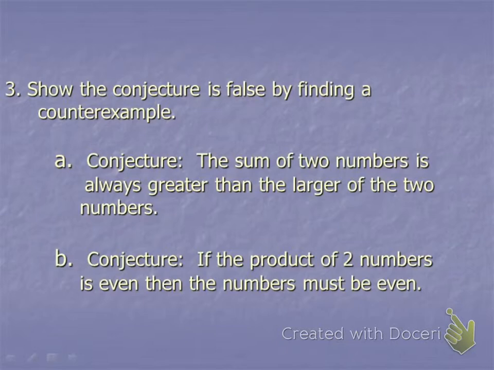Again, you only need to pick one, A or B, and write it down. Part A, the conjecture is the sum of two numbers is always greater than the larger of the two numbers. So when you add two numbers, you always get a bigger number as your answer. Can you think of a time when that will not be true?